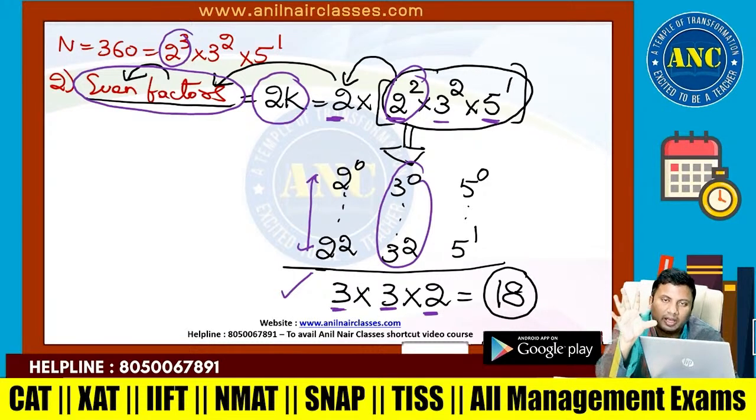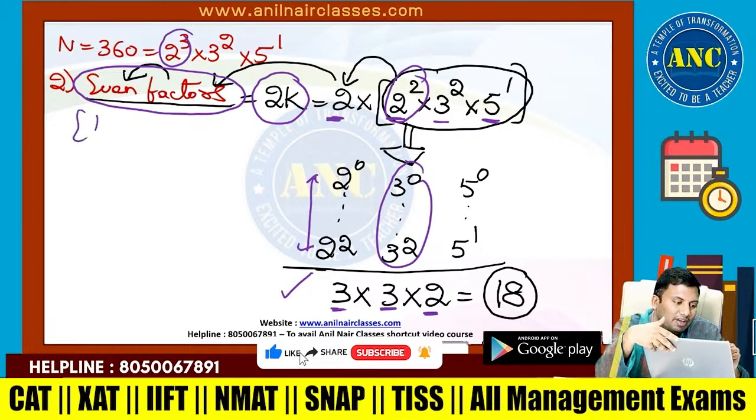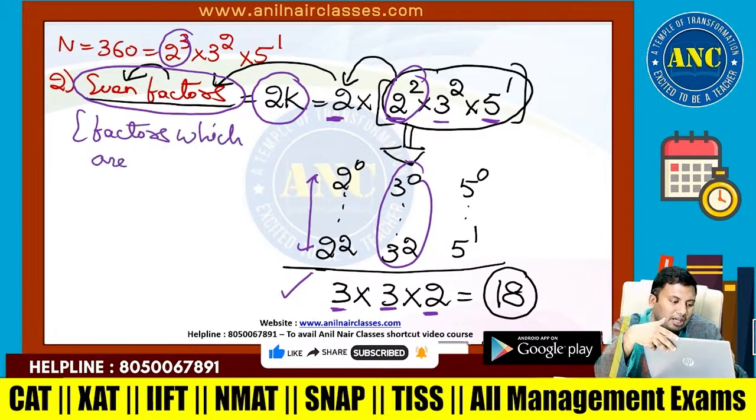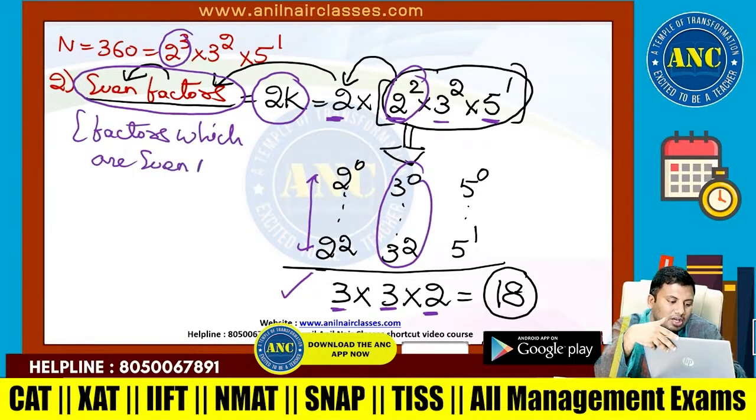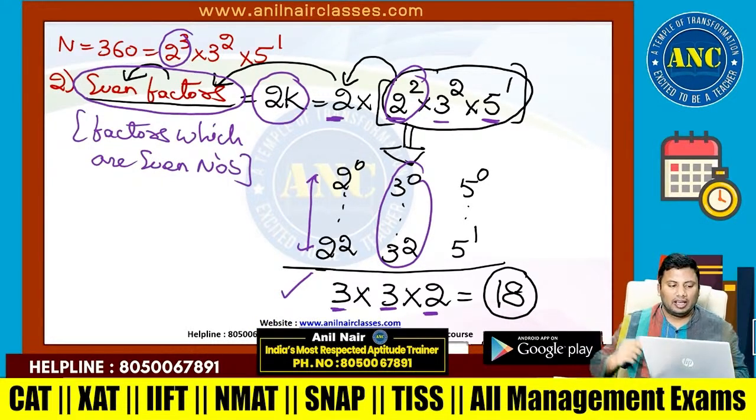What do you mean by an even factor? Even factor is a factor which is an even number. Any factor which is an even number is called an even factor.